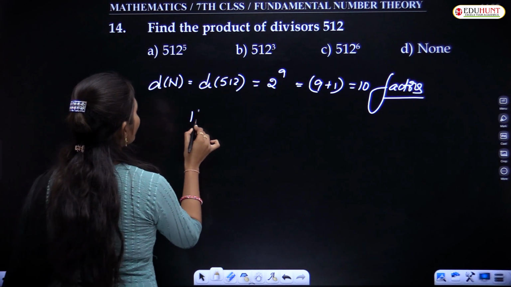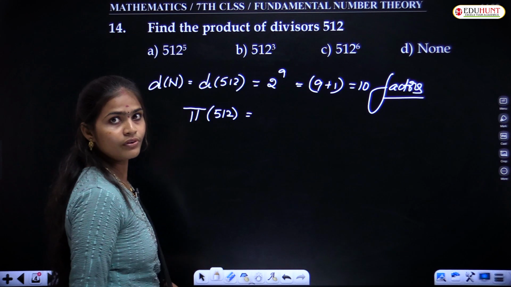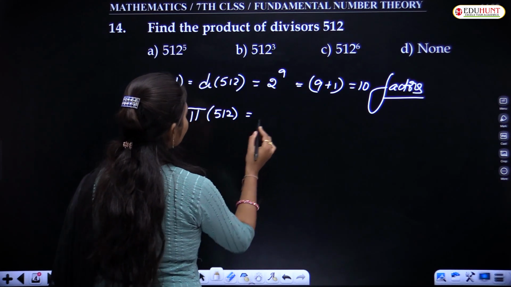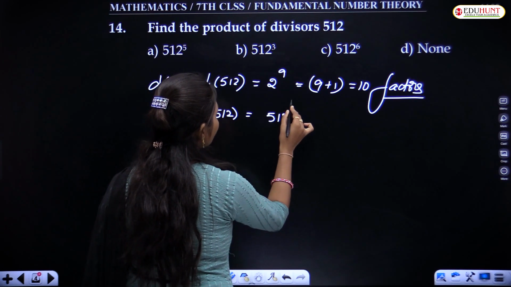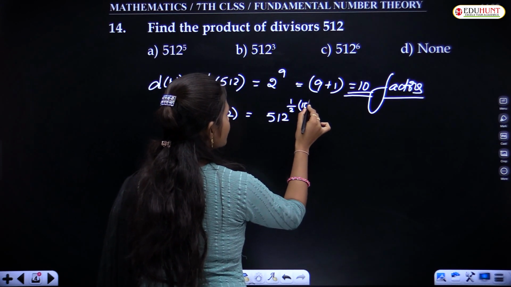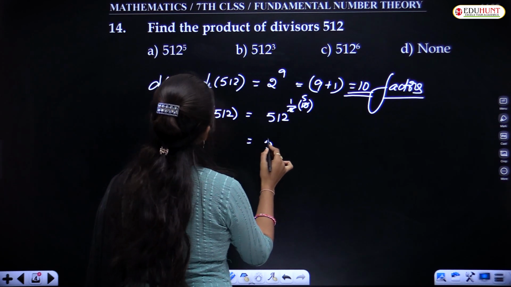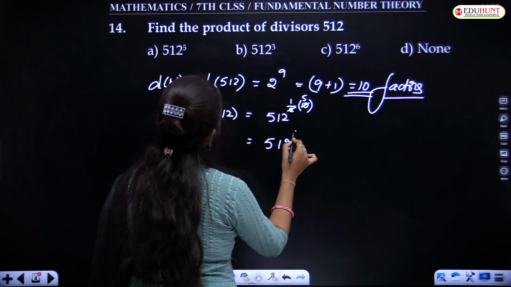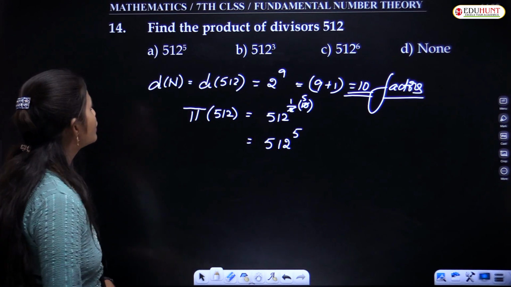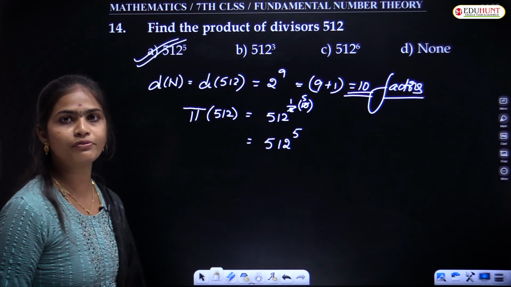Now the product of the divisors of 512 we have to find out. What is the formula here? 512 power half into d of n. D of n value is 10 here. So 2 1's are 2, 2 5's are 10, which is equal to 512 power 5. What is the result? 512 power 5. So which option is correct? Option A is correct, 512 power 5.